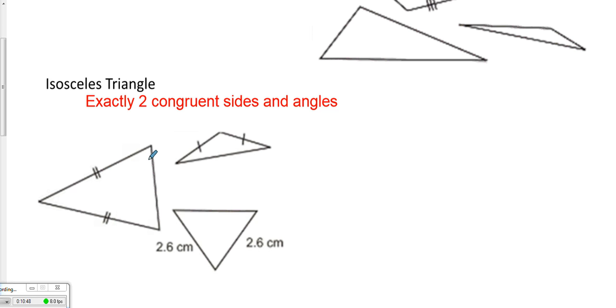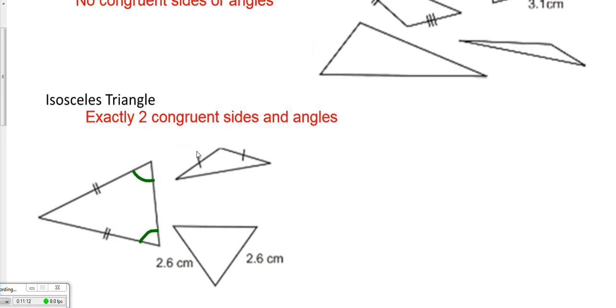Now, we haven't gone over this theorem yet, but I will let you know that across from this side, this angle right here is going to be the same as this angle here. The sides that are across from each other go from this side to this angle, this side to this angle. These angles have to be the same. And again, that should kind of make sense.